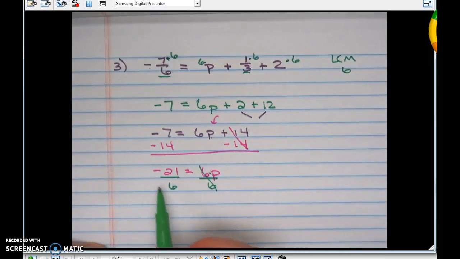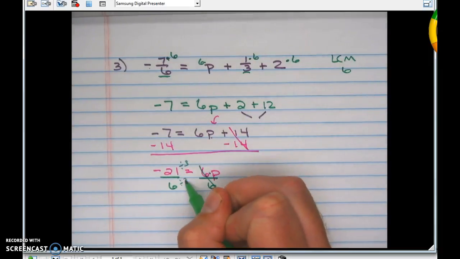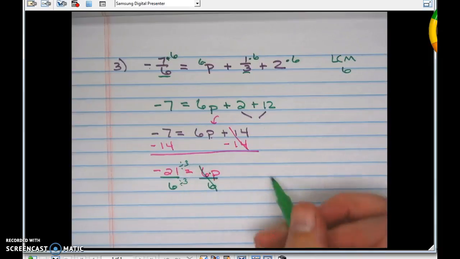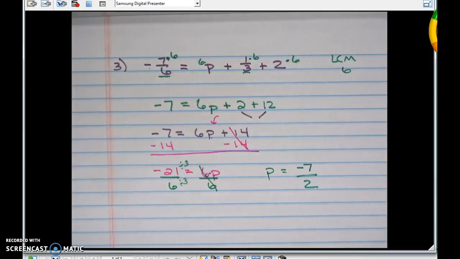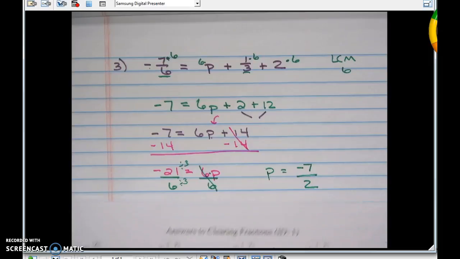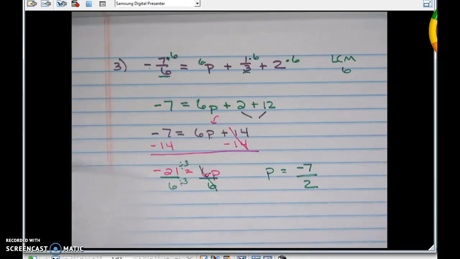We could try to reduce this fraction. To do so, we have to think what numbers go into 21 and 6. I would say 3 goes into both, so I could divide both of these by 3 if I wanted to. Negative 21 divided by 3 is negative 7, and 6 divided by 3 is 2. So I'm going to think that the answer is negative 7 halves. And if we go to the bottom of our Google doc, we can see the answer to number 3 is negative 7 halves.